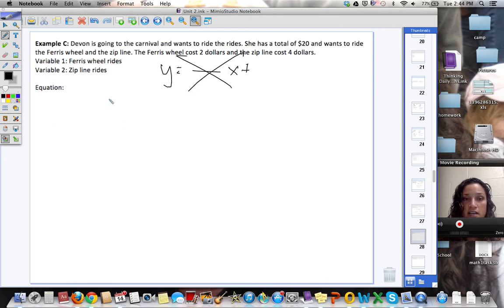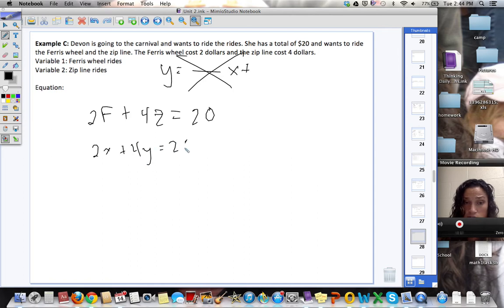This is where I'm going to say, all right, I'm just going to use my 2 variables. So I have a Ferris wheel. Ferris wheel has to do with $2. And I have a zip line, right? That's my other variable. And my zip line is $4. And the total amount of dollars then that I have is 20. So if I wanted to, I could change this to 2x plus 4y equals 20, or you could even make it 2y plus 4x equals 20. But I normally just leave it as the variable 1, like Ferris wheel, zip line, whichever way you like it.